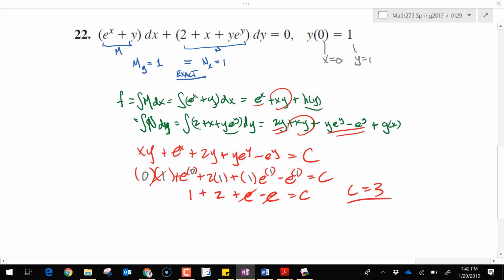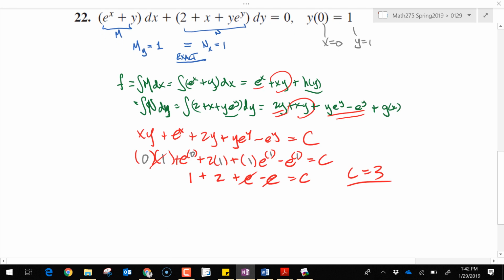So c is equal to 3. So your solution, and what's this called again? It's an implicit solution, but the solution that we get after we solve for that constant using our initial condition is a specific, particular solution. So those other solutions with the C not solved for are called general solutions. So this is our particular solution.